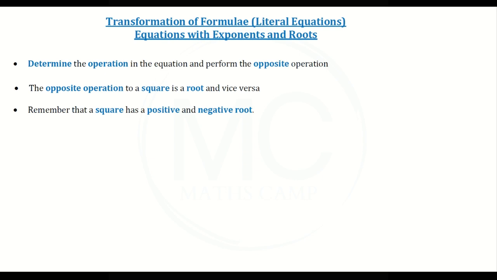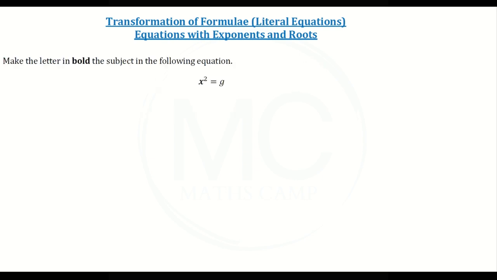To better explain how we tackle these kinds of questions, let's look at some examples. Make the letter in bold the subject in the following equation, and our letter is x. We have x squared, so to get rid of the square, we're going to root. So we put a root around here and a root around the g. Now the root and the square will cancel and we're left with x. And on the right, we have g under a square root. But remember that a root can be positive or negative. So we say positive or negative, the square root of g.